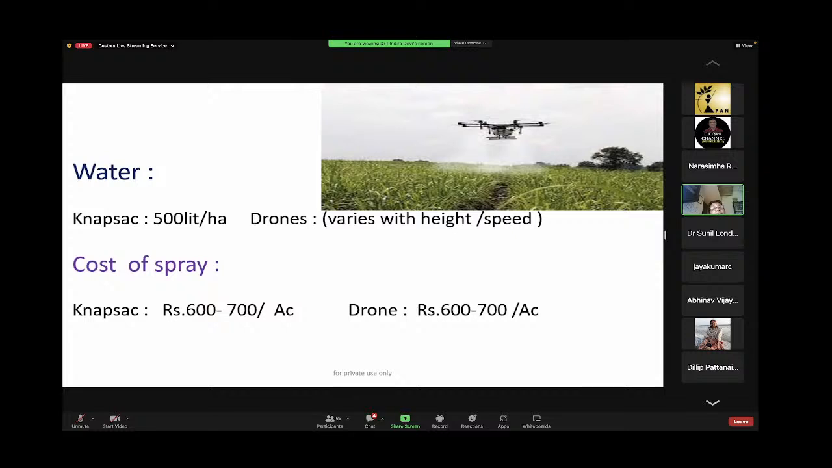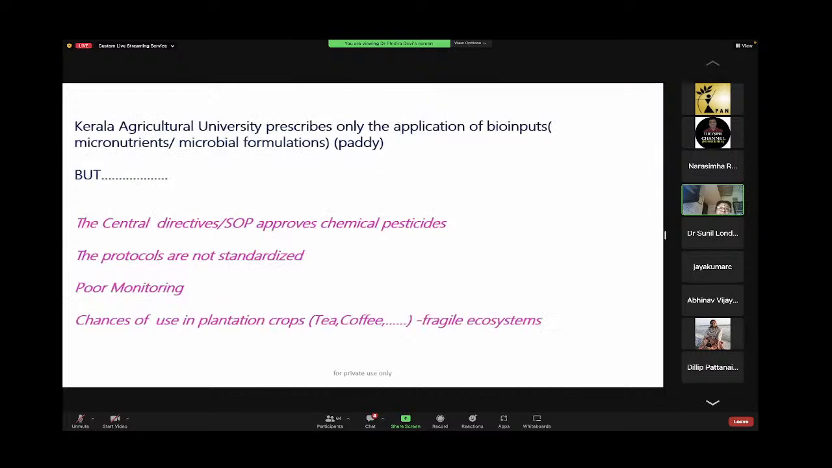And again, the cost economy or the economics, I am not making a statement right now because I would like to get very specific field level studies to come up with a conclusion in this regard, because in Kerala right now I don't find much difference between the hiring charges of manual and drone, but of course there may be savings in the chemical, which I think we have to find out through field level studies. So when I say that KAU prescribes only application of bio inputs, and all our KVKs are also sticking to this prescription right now, and only for paddy.